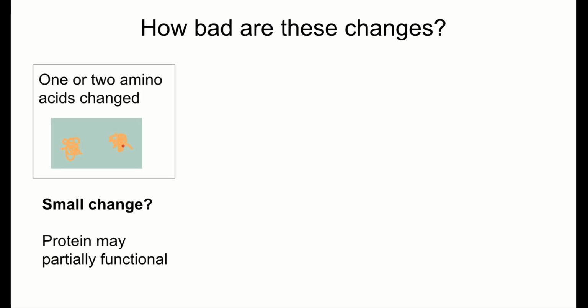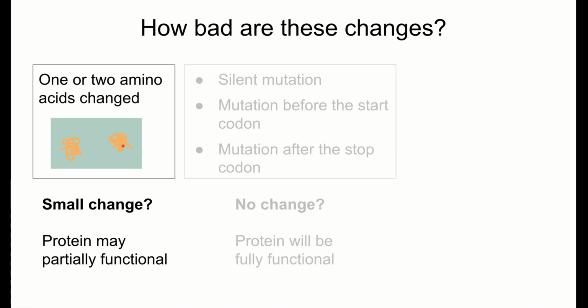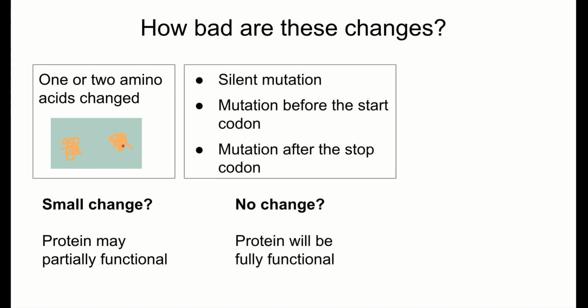Let's talk about those changes again. Well, if there's a small change, the protein may be partly functional. What do I mean by a small change? Well, what's in the box on top? A small change is a change where one or two amino acids have been changed. That's what we consider small. What about no change? Well, if there's no change, the protein will be fully functional.